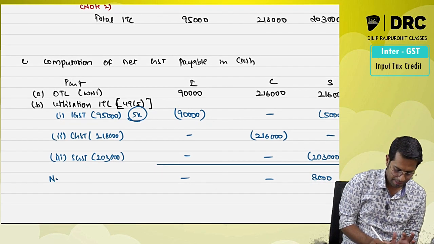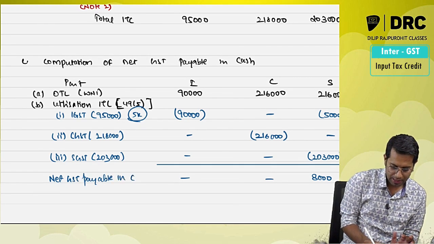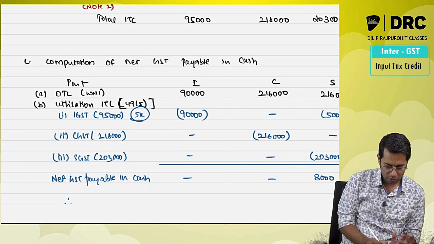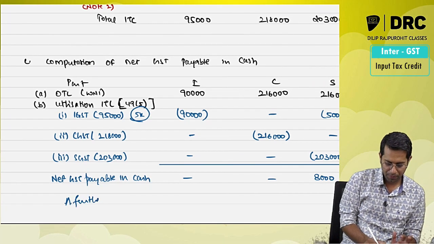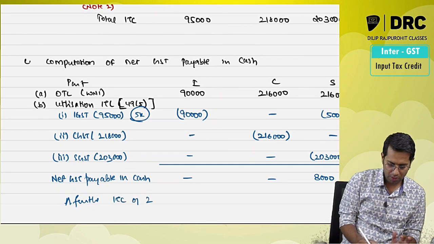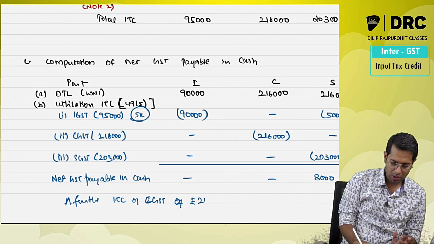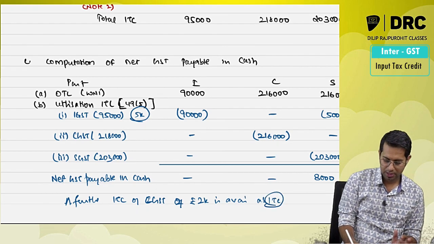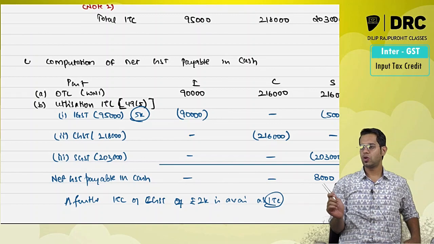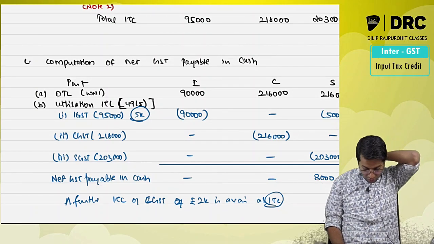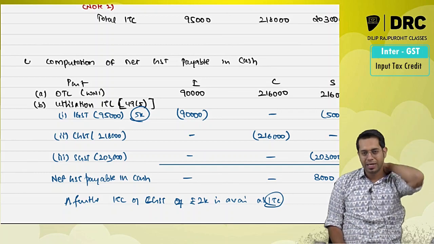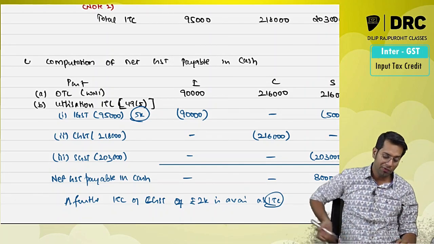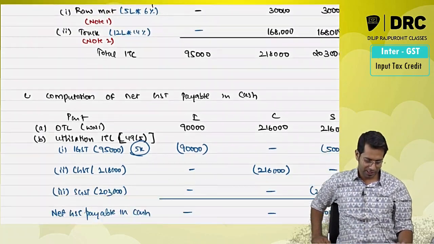So here, net GST payable in cash, and also further ITC of CGST of rupees 2,000 is available as input tax credit. So what is the tax which you have to pay? 8,000 rupees. And what is the credit which is available with you? 2,000 rupees ITC credit is available. The credit of CGST is available with you. That extra amount is available with you.